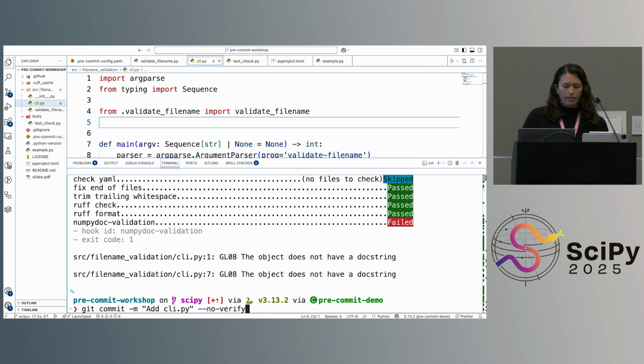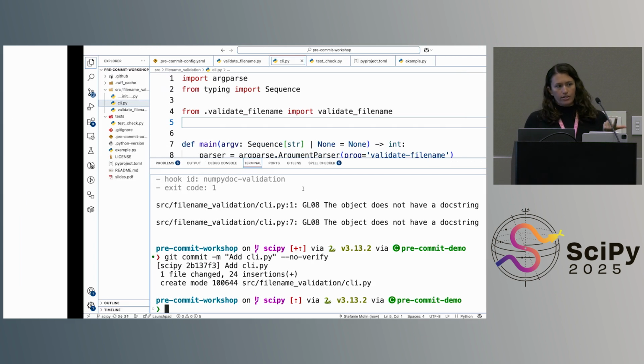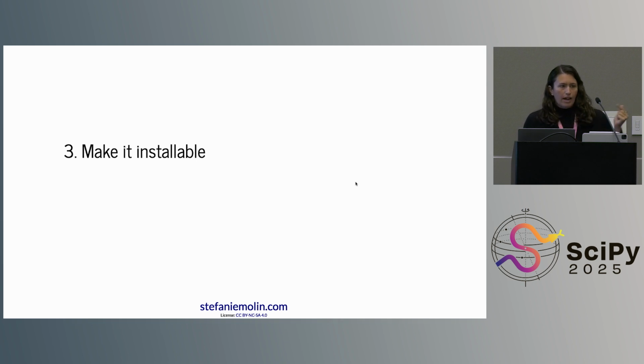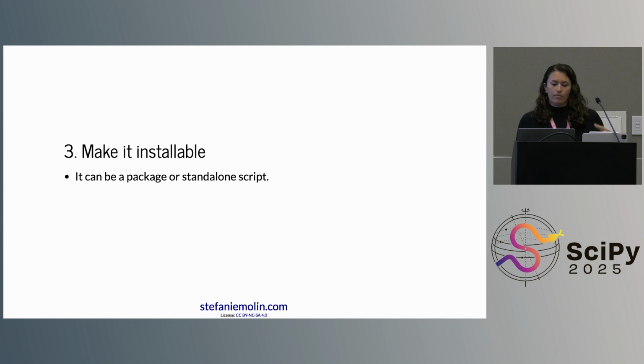So now we have our check function and our CLI, and now we need to make this installable. You don't have to make a package for this to work. It can be a standalone script, but either way, you have to be providing the information that pre-commit needs to figure out how to install it. It doesn't even need to be Python. It can be other languages that are supported as well.